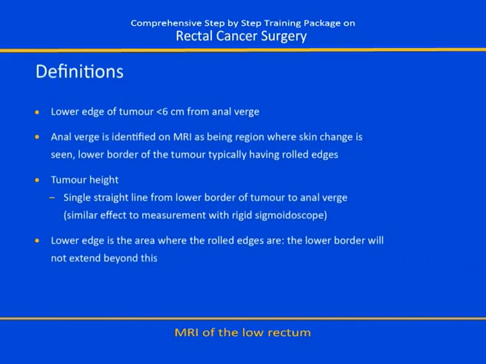So we need to come to some agreement in terms of definitions, and the lower edge of the tumour at less than 6 centimetres from the anal verge will encompass those rectal cancers that are at particular risk of a positive margin. And we find that these are the patients, if there are going to be an abdominoperineal excision, this would encompass pretty much all of the cases that we would see. And therefore, it seems like a good cut-off.